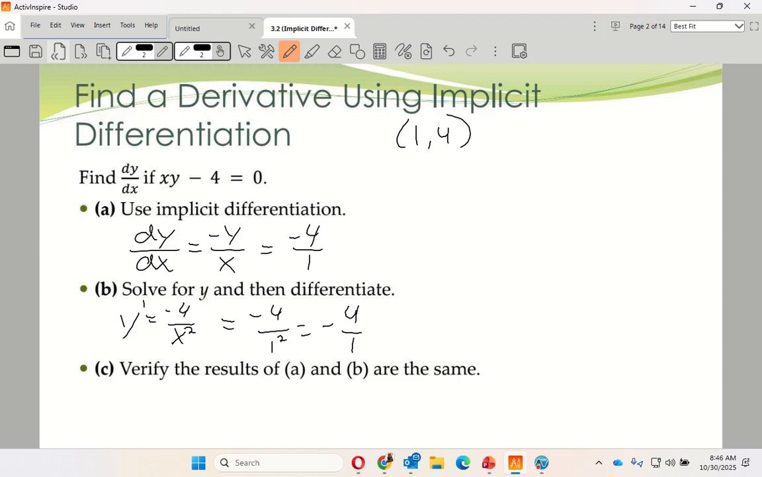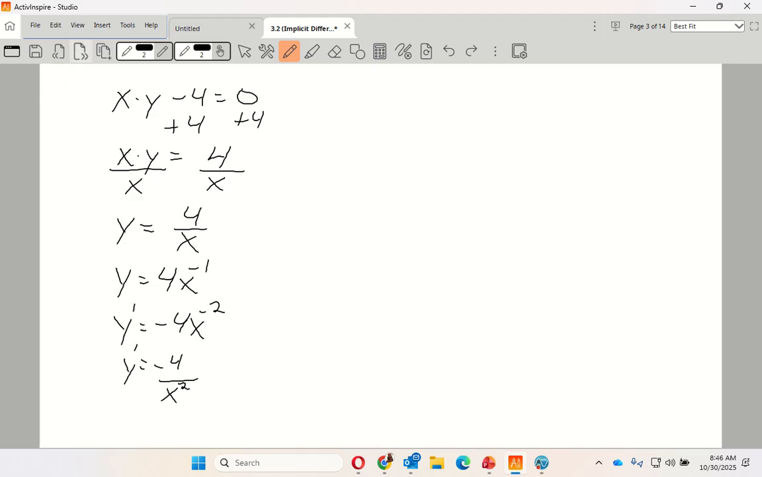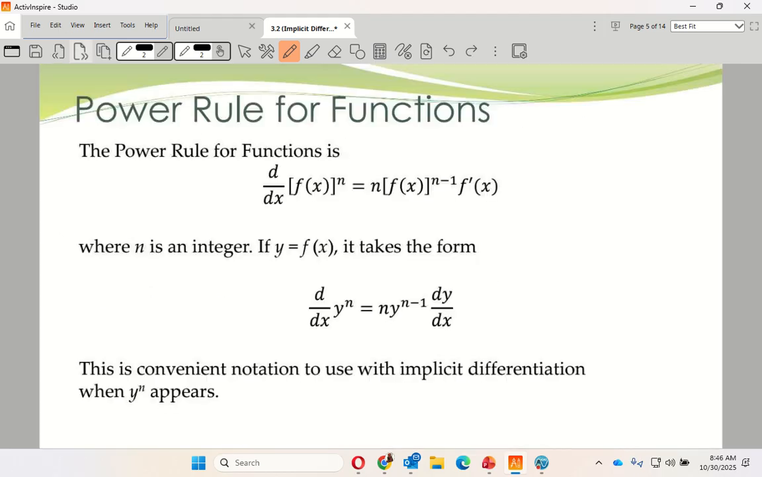So, all right. Let's see where we are. Right. Okay. Power rule for functions. Same thing. Where n is an integer, f of x takes the form. Now, okay, if you notice, this is the notation for this, and you'll see here in a moment.